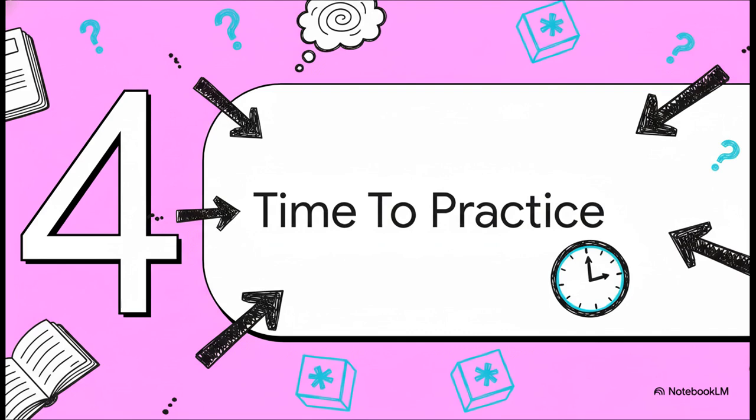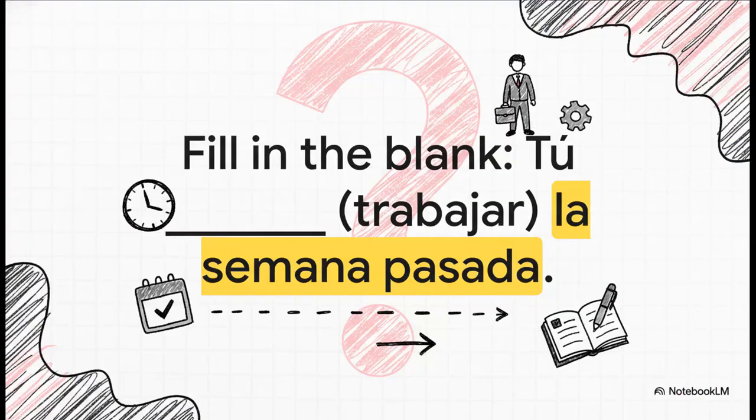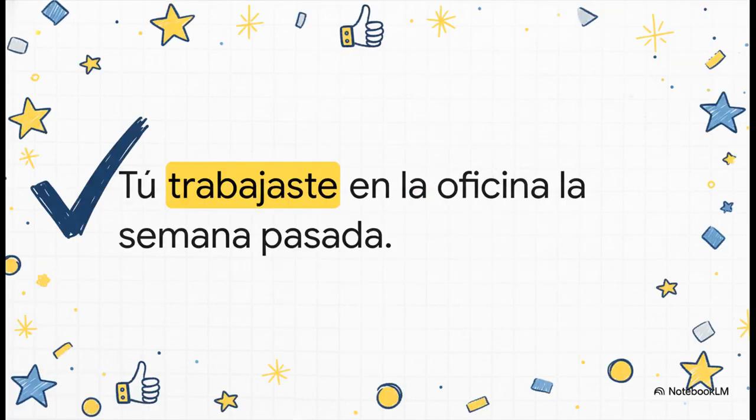Okay, you've seen the rule, you've seen the examples. Now it is time to flip the switch from just listening to actually doing. Let's try a couple of quick practice questions to really make this stick. All right, here we go. First one, how would you fill in this blank? You need to say, you worked. So, take the verb trabajar and change it for tú. I'll give you a second to think about it. So, did you get it? The answer is trabajaste. You just take trabajar, chop off the AR, and add that aste ending for tú. Perfect. You got this.